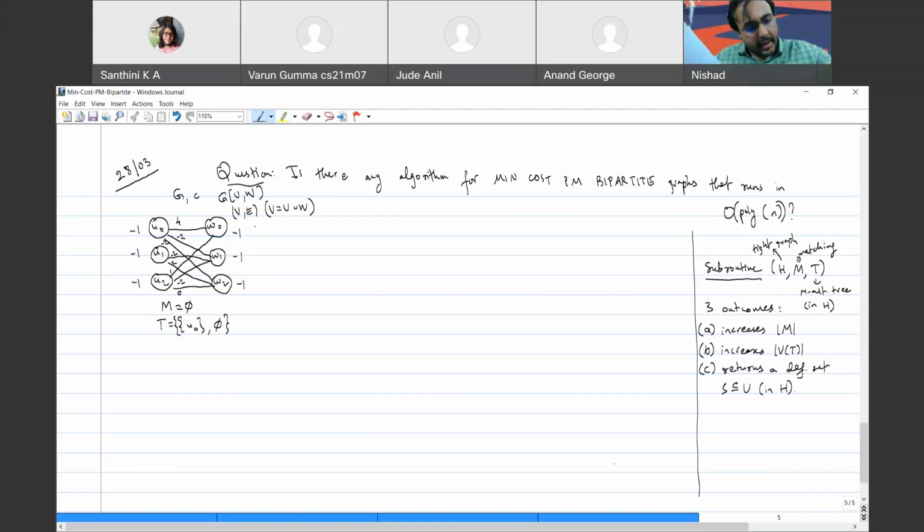And let's draw the H graph at this point. We will have all the edges whose cost is exactly -2, right? And those are, I think there are 4 edges, 1, 2, 3 and 4.